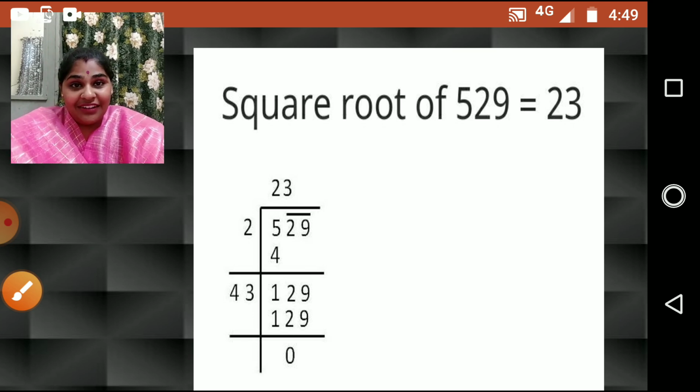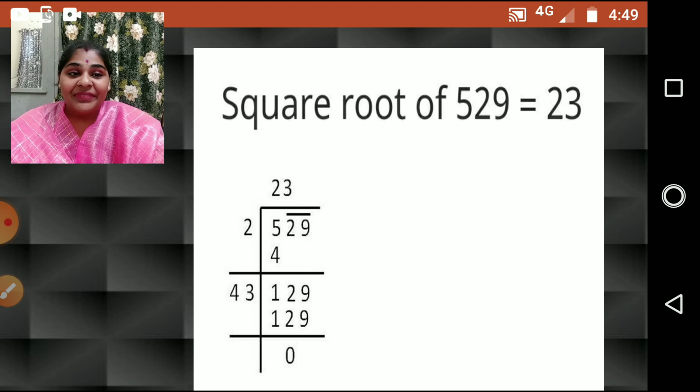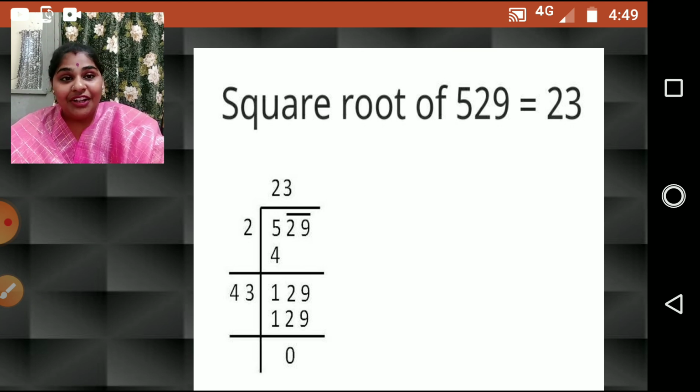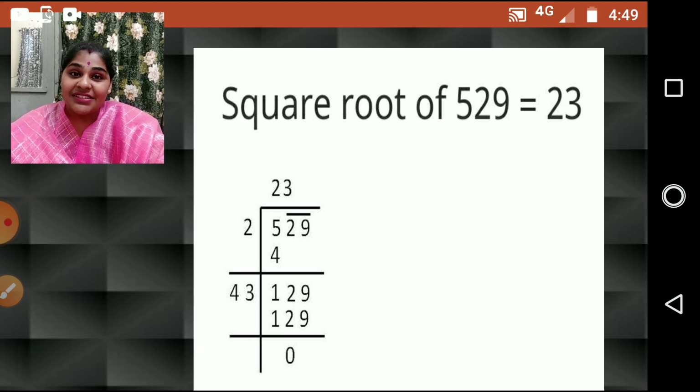So that's it, children. Today we will stop here. In the next session, we will again continue with the same topic, that is finding the square root by the division method. We will solve sums from the exercise. At that time, the concepts will be more clear to you.